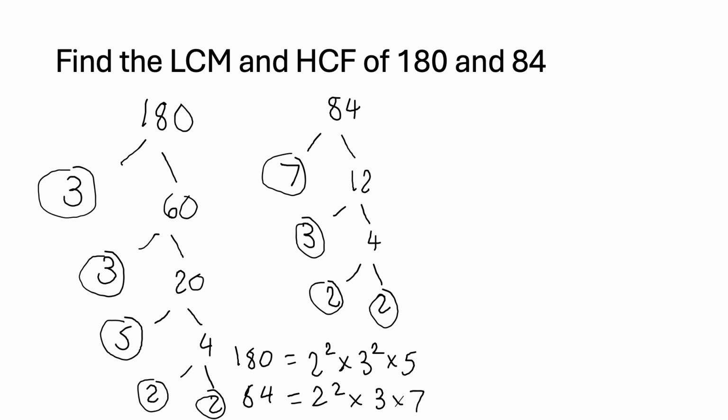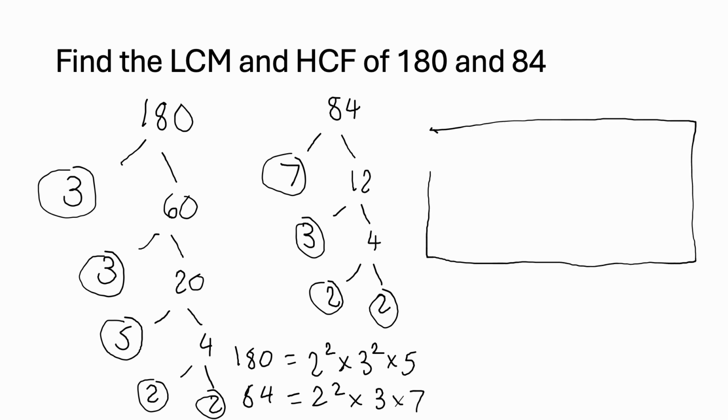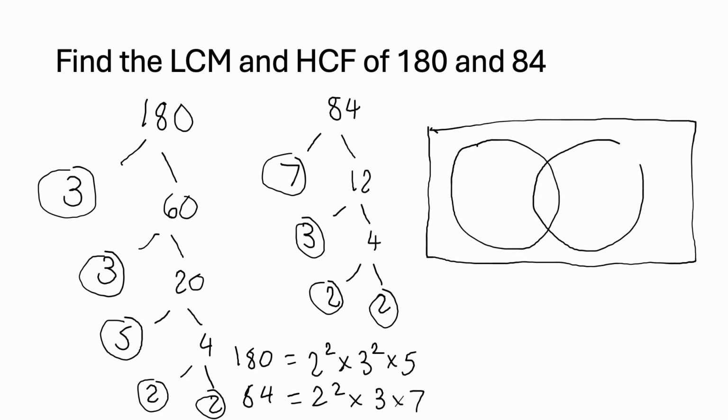Okay, so what we're going to do here is draw a Venn diagram. We're going to use the Venn diagram method to work this one out. 2 circles. This is going to be the prime factors of 180 and the prime factors of 84. We look at what they have in common. They have 2 2s, and they have 1 3 in common. However, 180 has an extra 3 and a 5, and 84 has an extra 7.